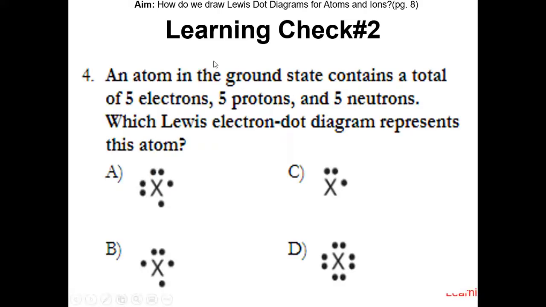Learning trick number 2. An atom in the ground state contains a total of 5 electrons, 5 protons, and 5 neutrons. Which Lewis dot diagram represents this atom? Pause this video and resume once you have the answer. So this is a tricky question because it says a total of 5 electrons. These 5 electrons are not valence electrons. So you must remember in the first shell are 2 electrons, right? So as a result, there's only 3 valence electrons, not 5. So the best answer is choice C.